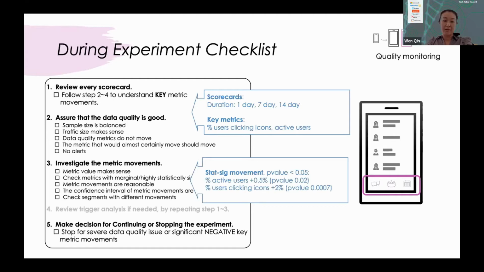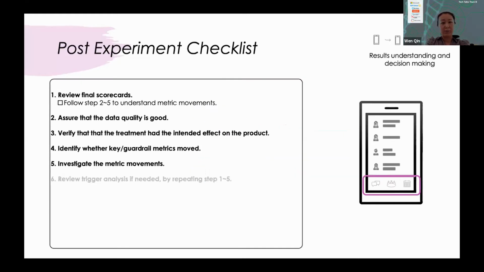That is to make the decision to continue or stop the experiment based on this scorecard. You want to stop it if you have any severe data quality issue or you have a negative impact. With all the previous information, you're confident that you're good to go to the next step, so you want to continue the experiment. You repeat this process whenever a new scorecard is available, and you repeat it until your experiment is finished. After your experiment is finished, you want to walk through the post-experiment checklist to understand your results and make a shipping decision.